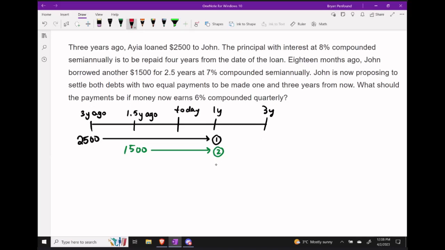So we have 2 equal-sized payments. We want to make an equal-sized payment 1 year from today, and an equal-sized payment 3 years from today. We're going to represent both of them using the variable x.